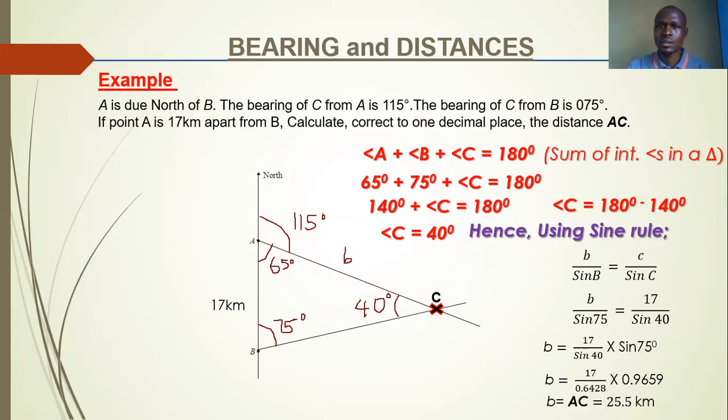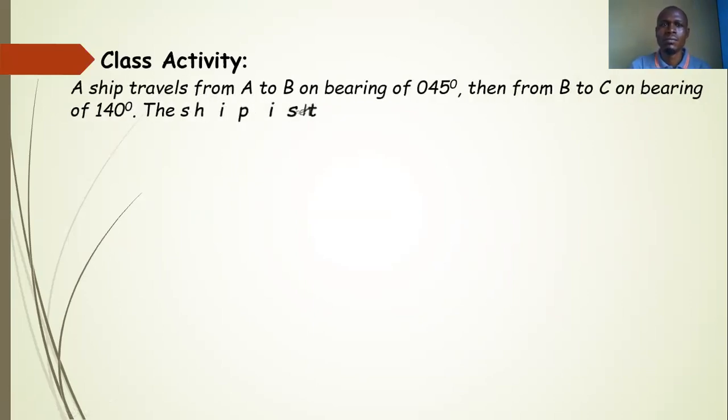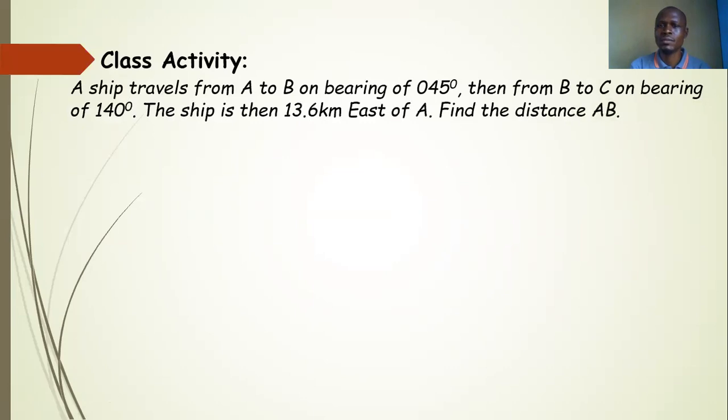Now let's see another question. A ship travels from A to B on a bearing of 45 degrees, then from B to C on a bearing of 140 degrees. The ship is then 13.6 kilometers east of A. You have to find the distance AB. Looking at the question, you have to get a source point. The source point is A, from A, and 45 to B.